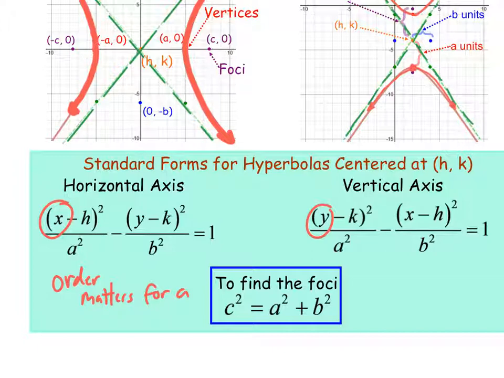And then the last thing here is the equation to find that focal length. Again, it is slightly different. Now this is the Pythagorean theorem, since it's c squared equals a squared plus b squared. So again, be careful not to get confused with the other formula from ellipses. Remember, when you take the test, you will have all the formulas there in front of you.